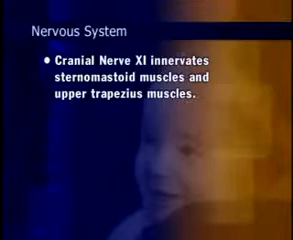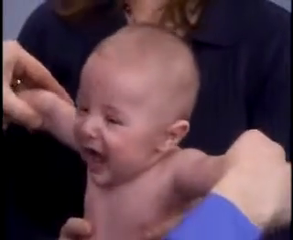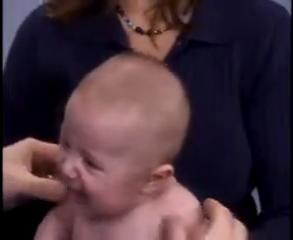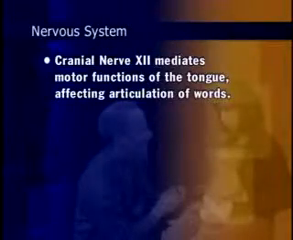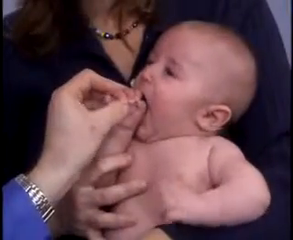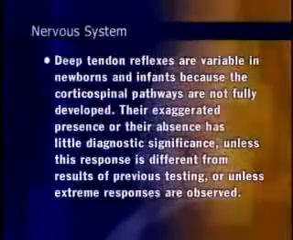Cranial nerve 11 innervates the sternomastoid muscles and upper trapezius muscles. Cranial nerve 11 is assessed by observing the symmetry of the infant's shoulders. Cranial nerve 12 mediates motor functions of the tongue, affecting articulation of words. Observe coordination of swallowing, sucking, and tongue thrusting.